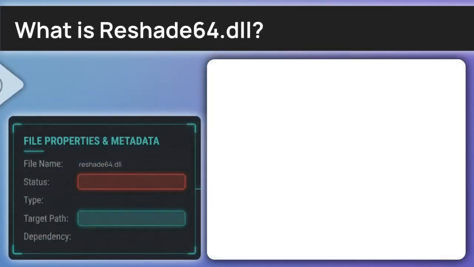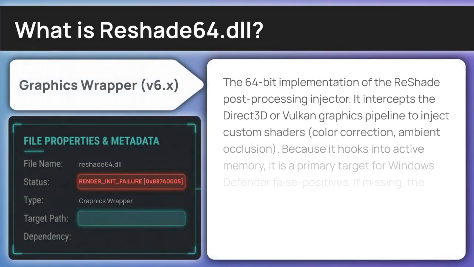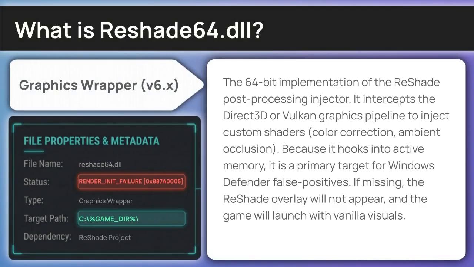This is the reshade64 library, the 64-bit implementation of the reshade post-processing injector. It intercepts the Direct3D or Vulkan graphics pipeline to inject custom shaders, color correction, ambient occlusion. Because it hooks into active memory, it is a primary target for Windows Defender false positives. If missing, the reshade overlay will not appear, and the game will launch with vanilla visuals.